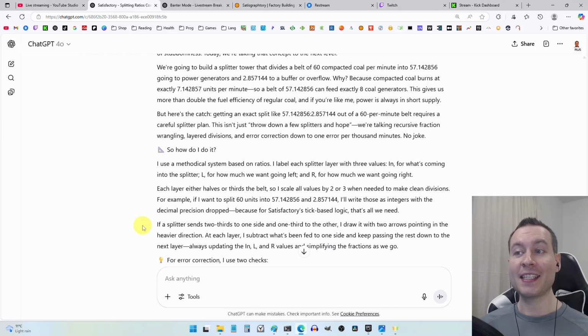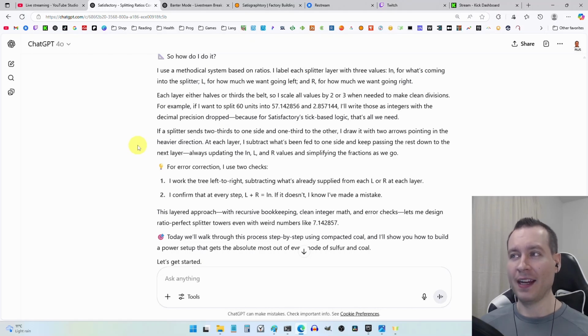If a splitter sends 2/3 to one side and 1/3 to the other, I draw it with 2 arrows pointing in the heavier direction. At each layer, I subtract what's being fed to one side and keep passing the rest down to the next layer. Actually, you know what? We don't simplify the fractions as we go.